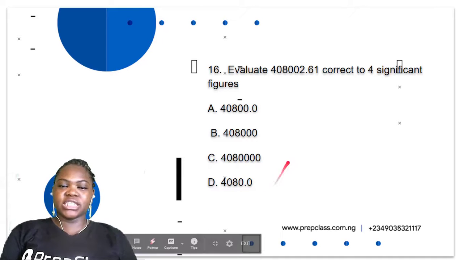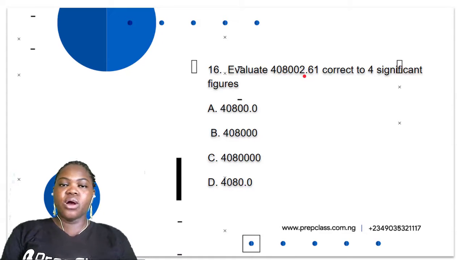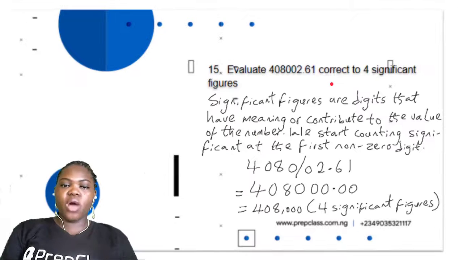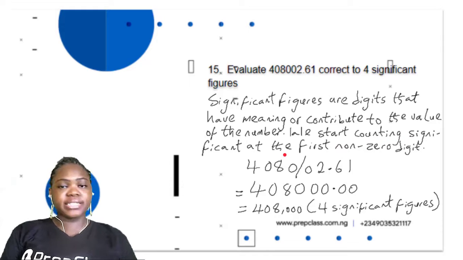So the first question in this video is question 16. Evaluate 408,002.61 correct to 4 significant figures. What are significant figures? Significant figures are digits that have meaning or contribute to the value of the number. We start counting significant figures at the first non-zero digit.